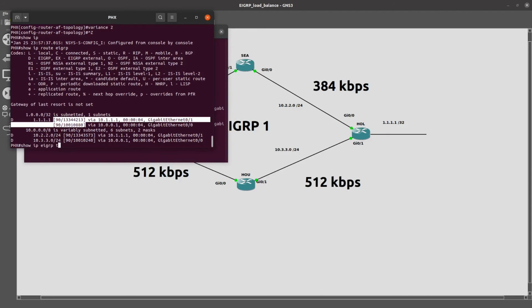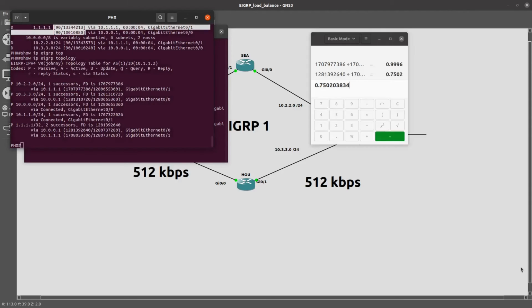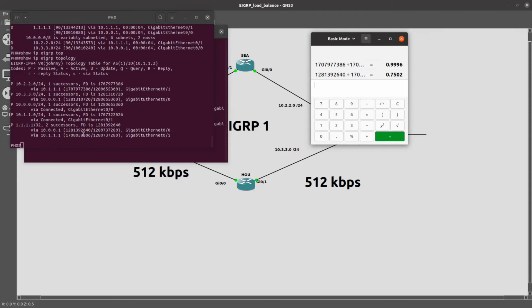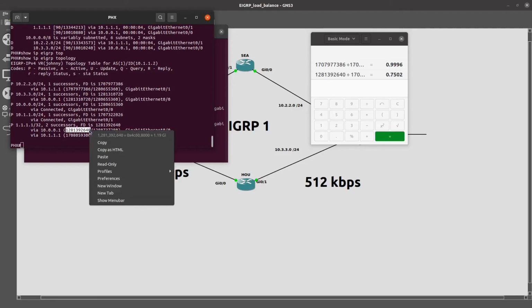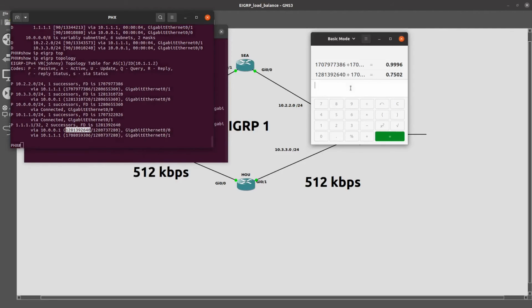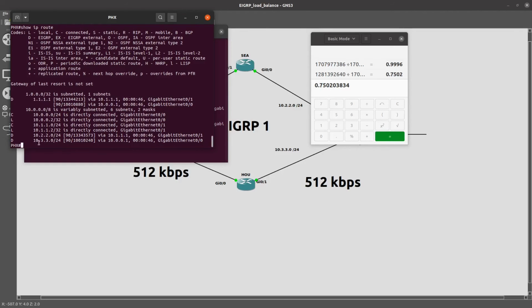So we go back to our topology table, go to our calculator, you see that this does meet the feasibility condition now. Same metric, so honestly it could have been GNS3 giving us issues, guys. 0.75 again, but when I did the variance 2, now we're seeing it.